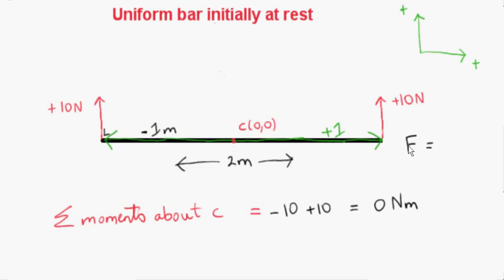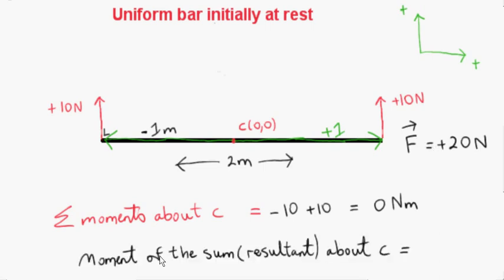Now let's consider the resultant force F on the bar. Well, that's very easy to do. We just take the vector sum of these two forces to get plus 20 newtons. So I'll put in the plus sign to indicate that we are talking about a vector, not just the magnitude. Now, what we are going to do is replace the two forces here by the resultant force.